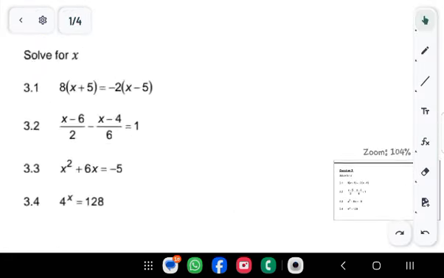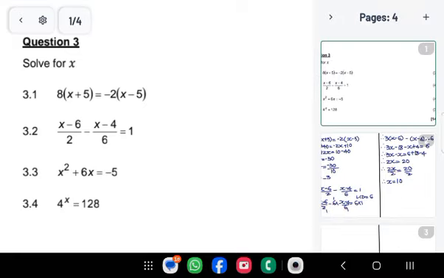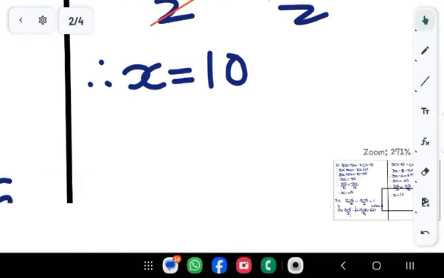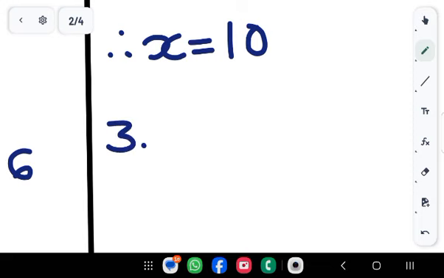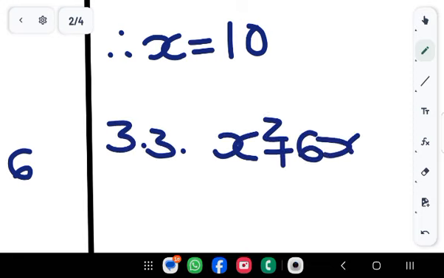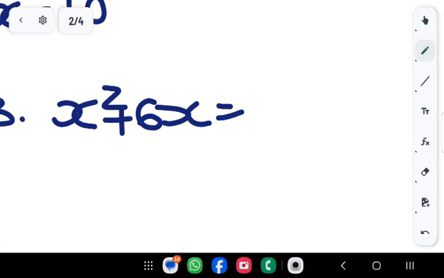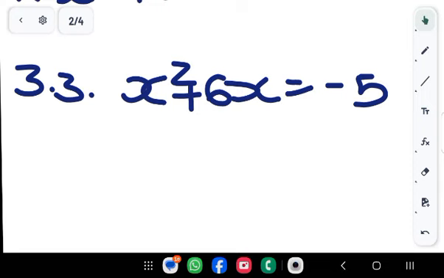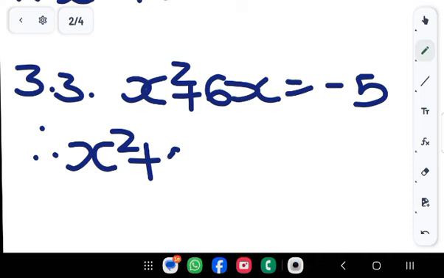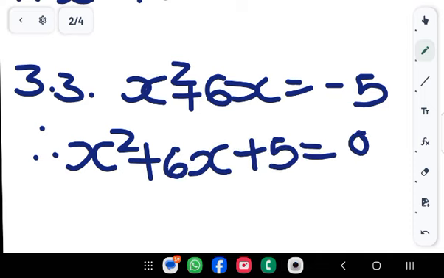3.3, x squared plus 6x equals negative 5. Step number one is you take everything to the left-hand side because this is a trinomial, and then factorize the trinomial, so that will be x squared plus 6x plus 5 equals 0.